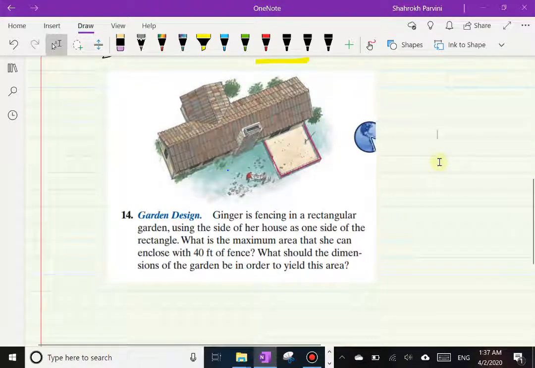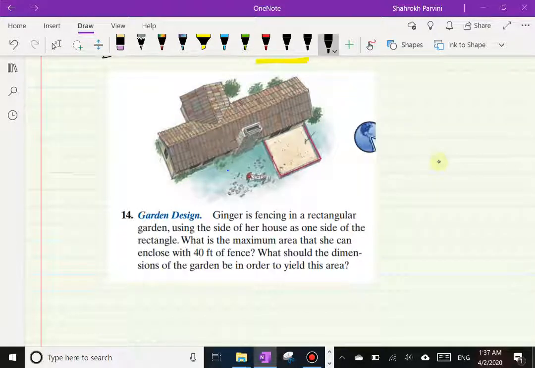Now in exercise number 14, here we have garden design. Ginger is fencing in a rectangular garden using the side of her house as one side of the rectangle. So in other words, this is right here. That's the side of the house she's going to use as the side of the rectangle. Because she's using the side of her house, she does not need any material for that, right? It's probably stucco, and it's just going to be flush against the side of the house. So no material will be used there in order to fence this garden.